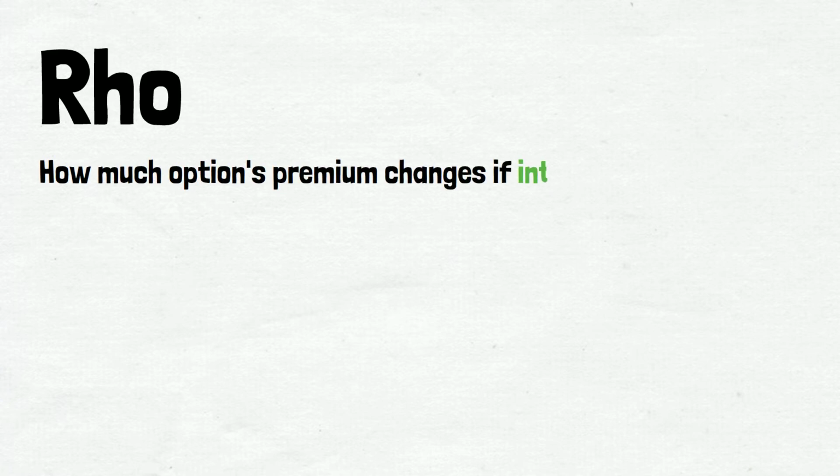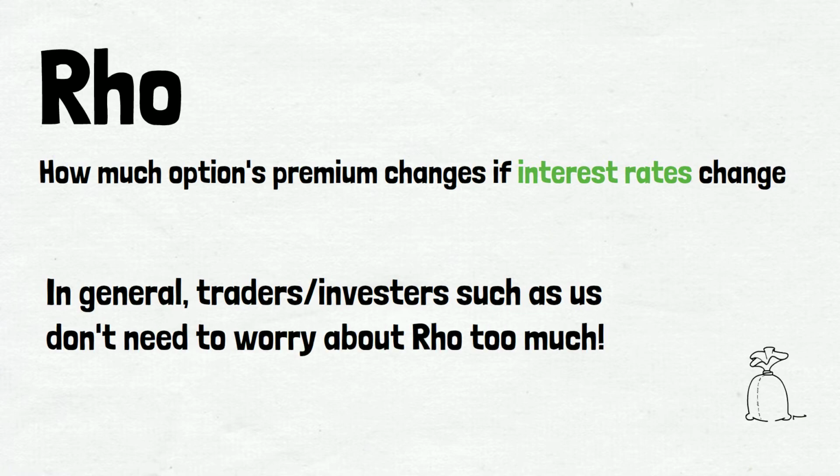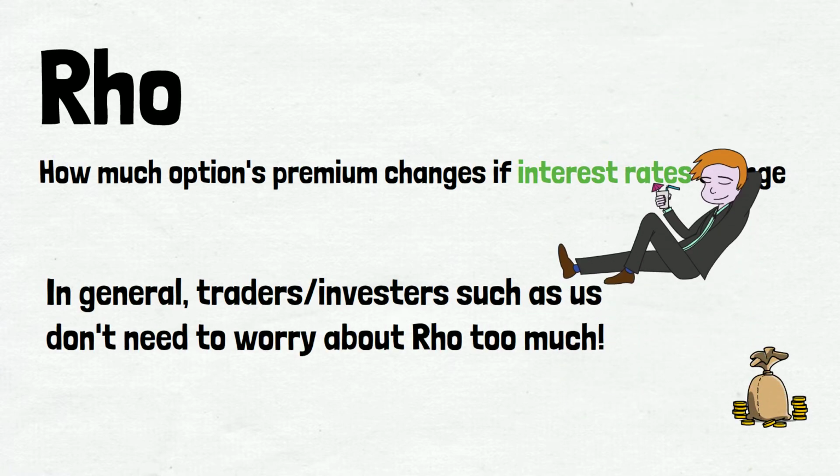Rho is like the small god for options. It tells you how much the premium may change if interest rates change. Since interest rates change slowly, Rho has a smaller impact on the option's premium.